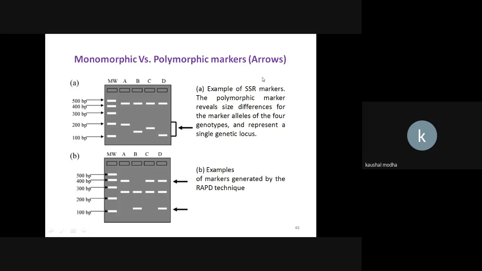But this is the SSR profiling of these genotypes. So this SSR allele is common in all these individuals. So we cannot distinguish this individual. But on the basis of this profiling, you can distinguish one individual from another. This is a codominant marker. This is a dominant marker. This is a monomorphic band. You cannot distinguish the individual, but here the band is present, here it is absent. So on the basis of that, you can distinguish this individual. So a dominant marker will show presence or absence of a band.